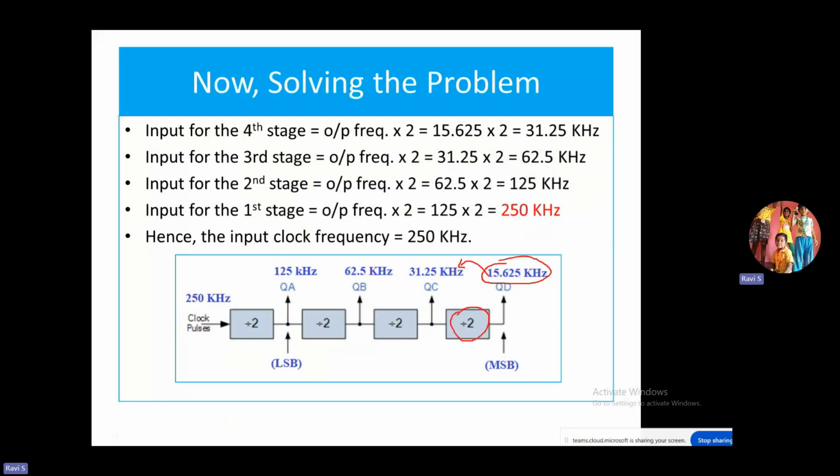When I move from left to right, it gets divided. When I move from right to left, it gets multiplied by 2. Apply the same thing here. It becomes 62.5. Here it becomes 125. And finally, the very first stage where we apply the clock pulse has a frequency of 250 kilohertz. This is the answer for the question. Thank you.